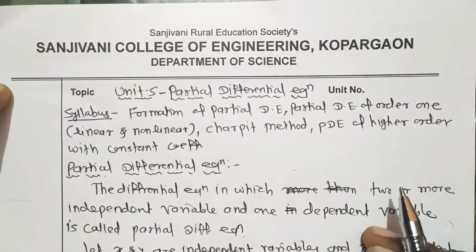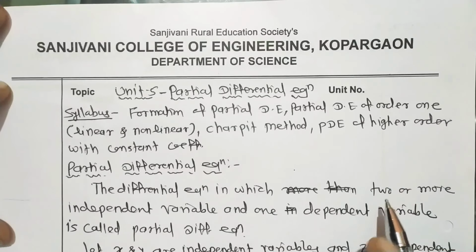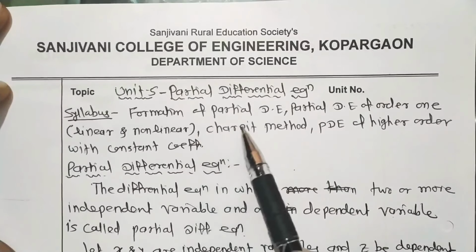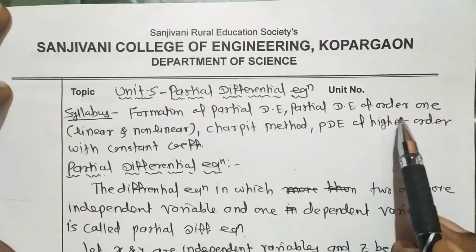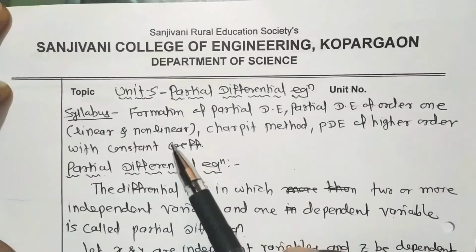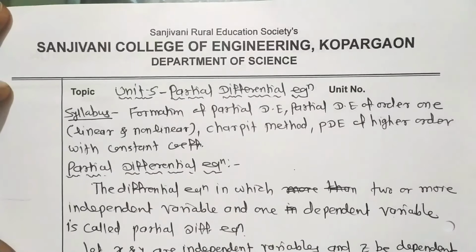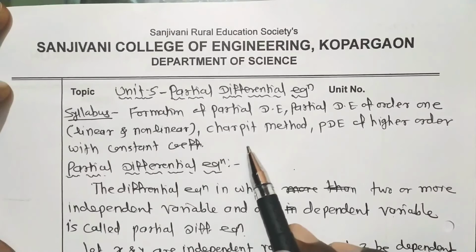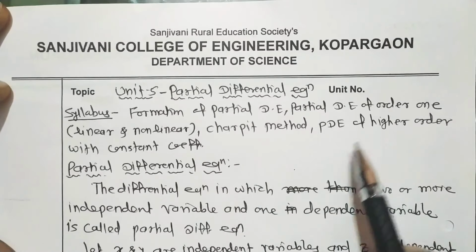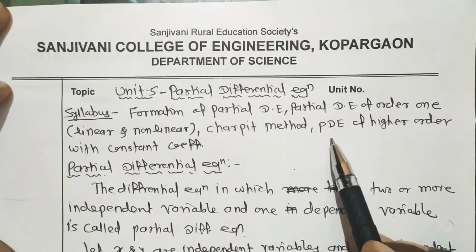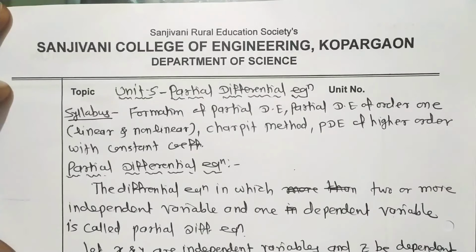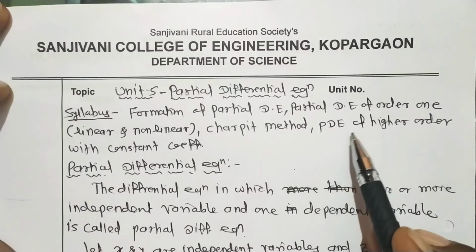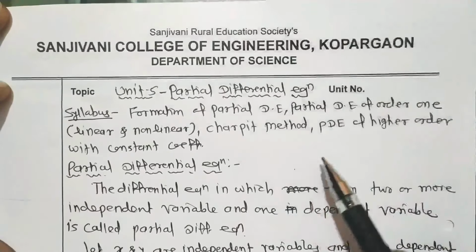Today we are going to start new unit number 5, that is partial differential equation. Our syllabus contents are: first one is formation of partial differential equation, second one is partial differential equation of order 1, in which linear and non-linear partial differential equation. Then Charpit method, this method is useful for finding the solution of partial differential equation. Then partial differential equation of higher order with constant coefficient, same as linear differential equation with constant coefficient. So this topic is same as that topic.